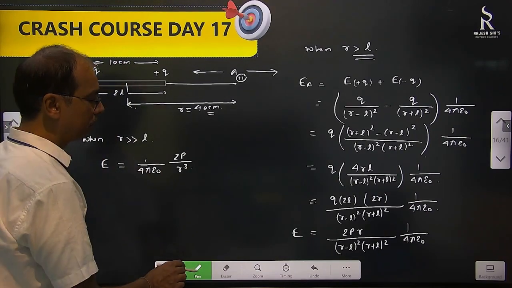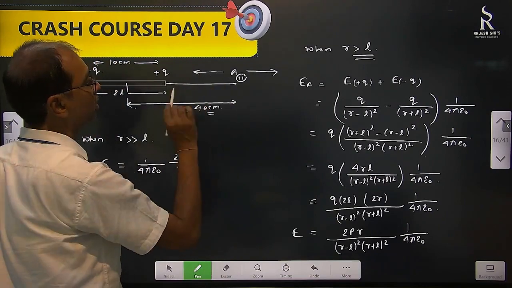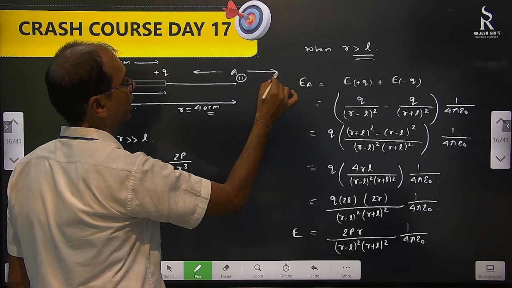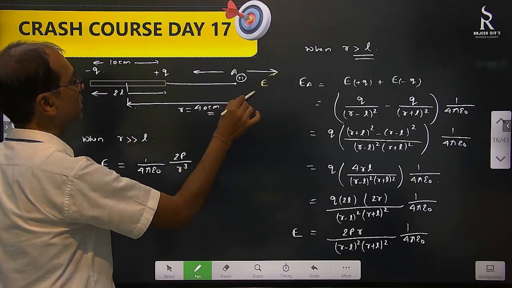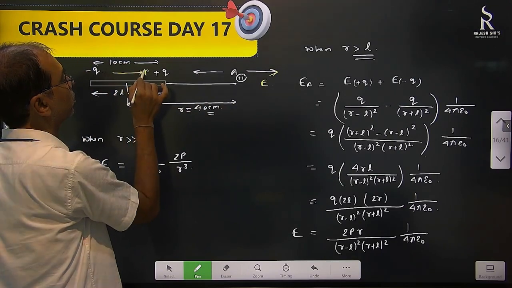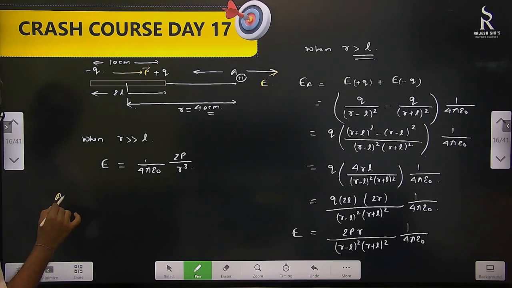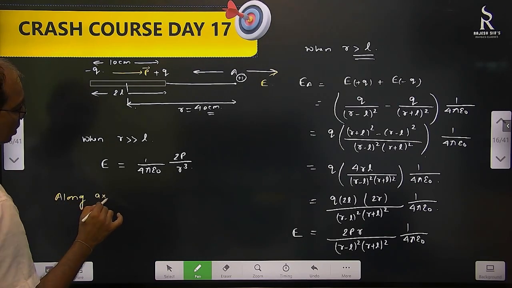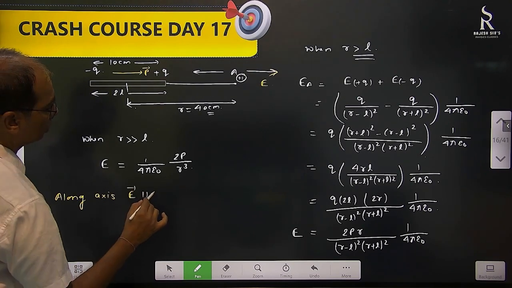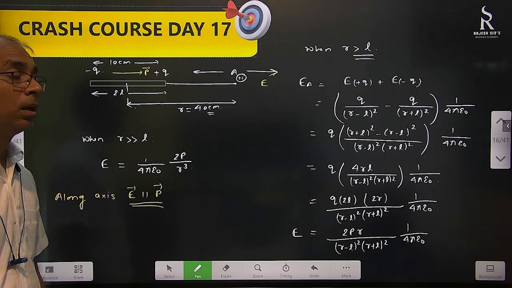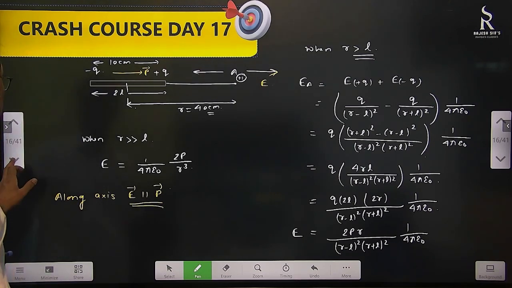Then the second most important point in this one is the electric field here. Now which direction is the electric field? Because of positive Q, the force will be more here, so the direction of electric field will be this. And this direction of electric field and dipole moment, both are in the same direction. So along the axial direction, along the axis, electric field is parallel to dipole moment. That means both will be in the same direction. On the equatorial plane, it's opposite.